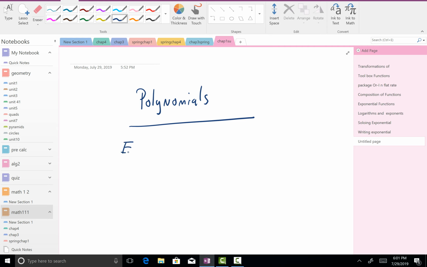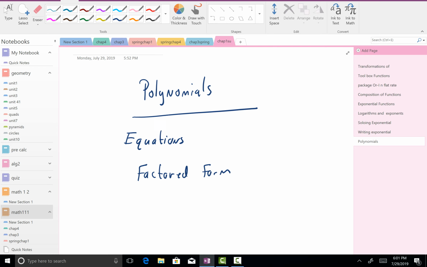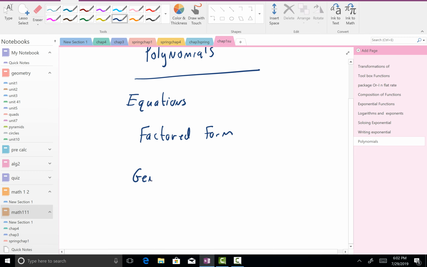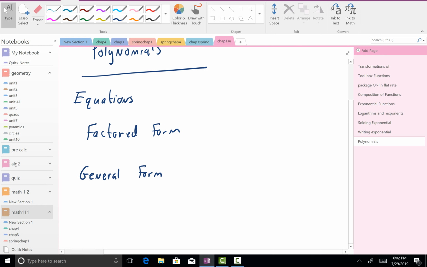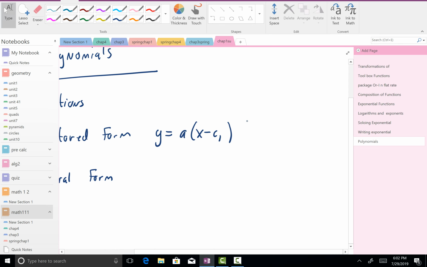There's different types of equations. There's what we call a factored form. And there is a general form. So a factored form looks like this. And those are little subscripts. So it's x minus c1, c2, c3, dot, dot, dot. Or you can have something like this.